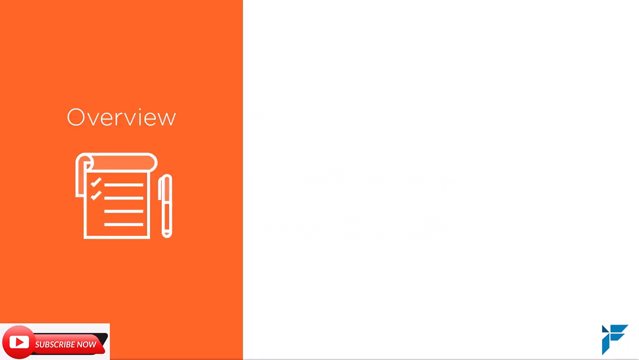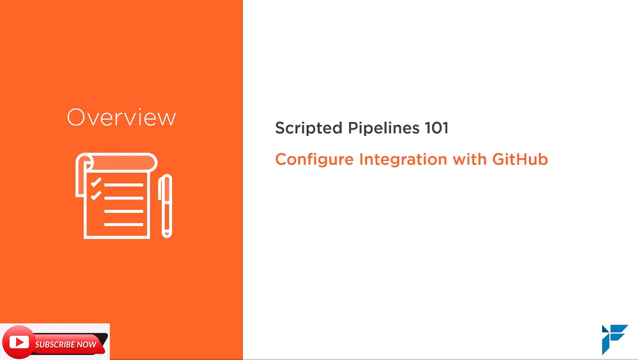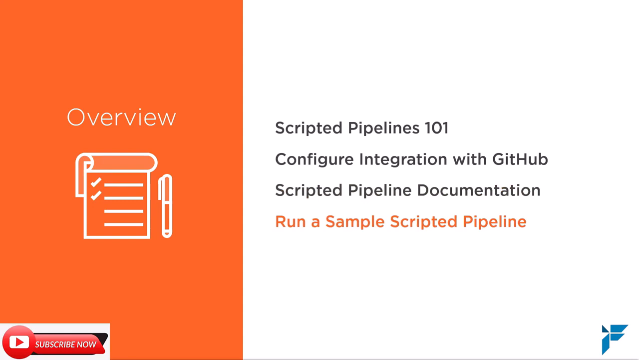First things first, we're going to be building our pipeline with scripted pipelines. So we're going to cover a little bit of Scripted Pipelines 101. To do that, we need to go over how to configure Jenkins integration with GitHub. And then, because there's so many different ways you can write your pipelines, I want to make sure that you know where to find the scripted pipeline documentation. Finally, we're going to go ahead and run a sample Hello World pipeline, just to see it all in action.